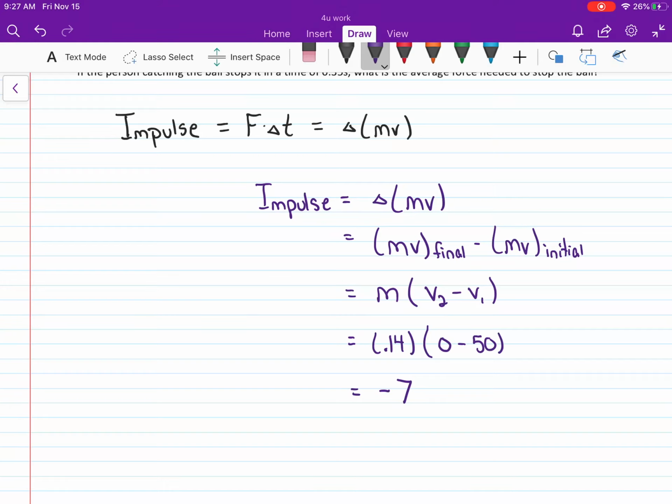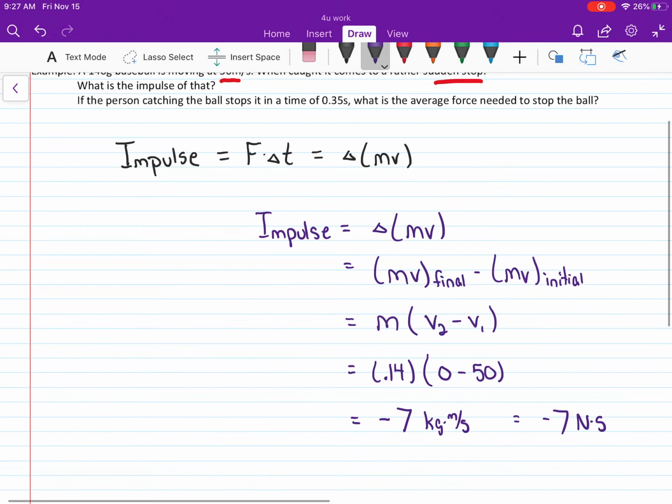Impulse has funny units. It's kilograms times meters per second, or by kind of the magic of the metric system, that's exactly the same as newtons times seconds. If we're just dealing with impulse, that's the answer, -7, and then the units of either kilograms times meters per second or newtons times seconds.